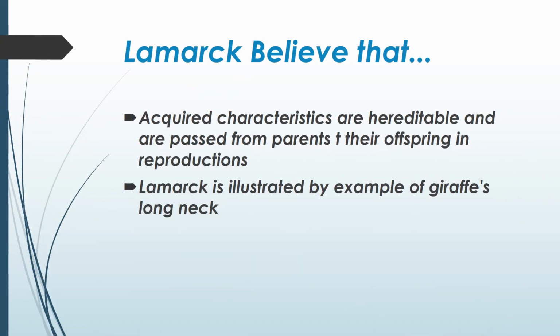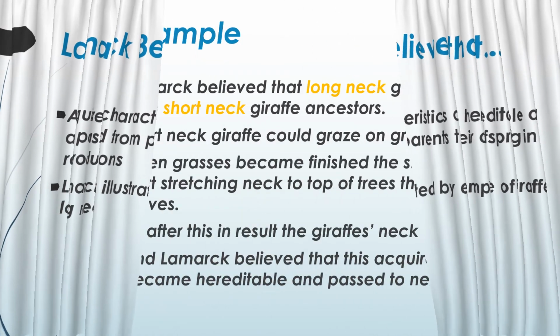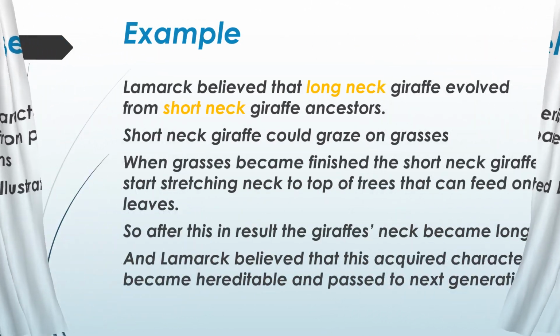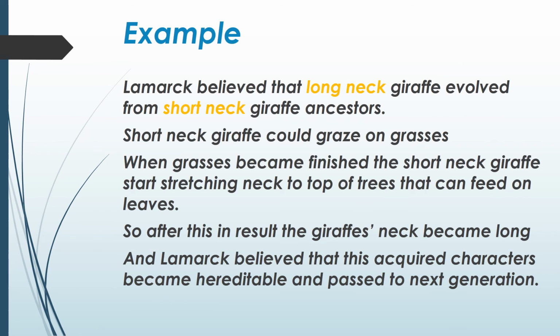Lamarck believed that acquired characteristics are hereditable and are passed from generation to their offspring in reproduction. When the organisms reproduce, they transfer acquired characteristics from generation to generation. Lamarck illustrated this by the example of the giraffe's long neck. Lamarck believed that long-necked giraffes evolved from short-necked giraffe ancestors.